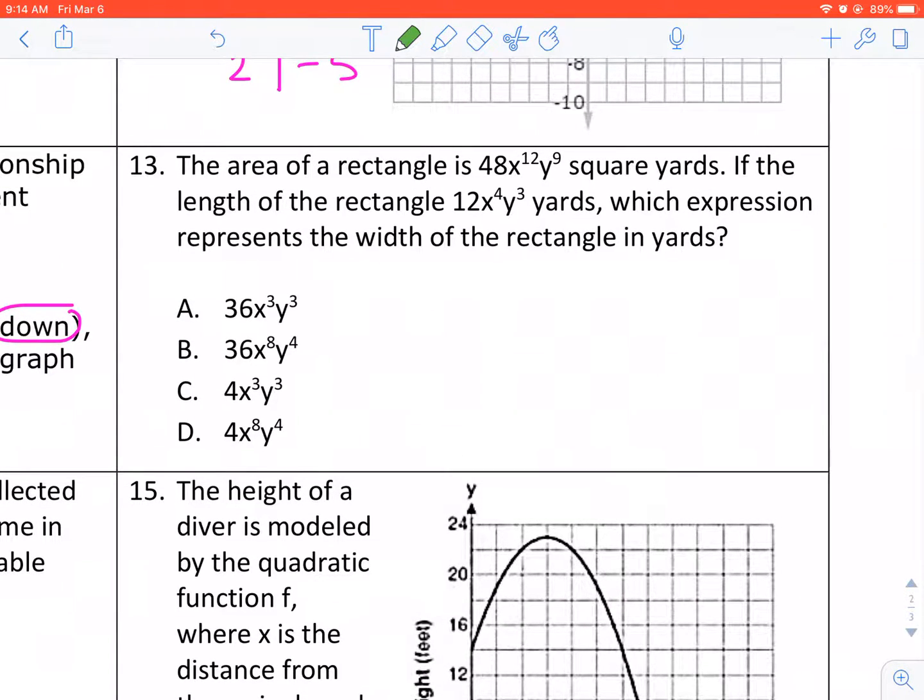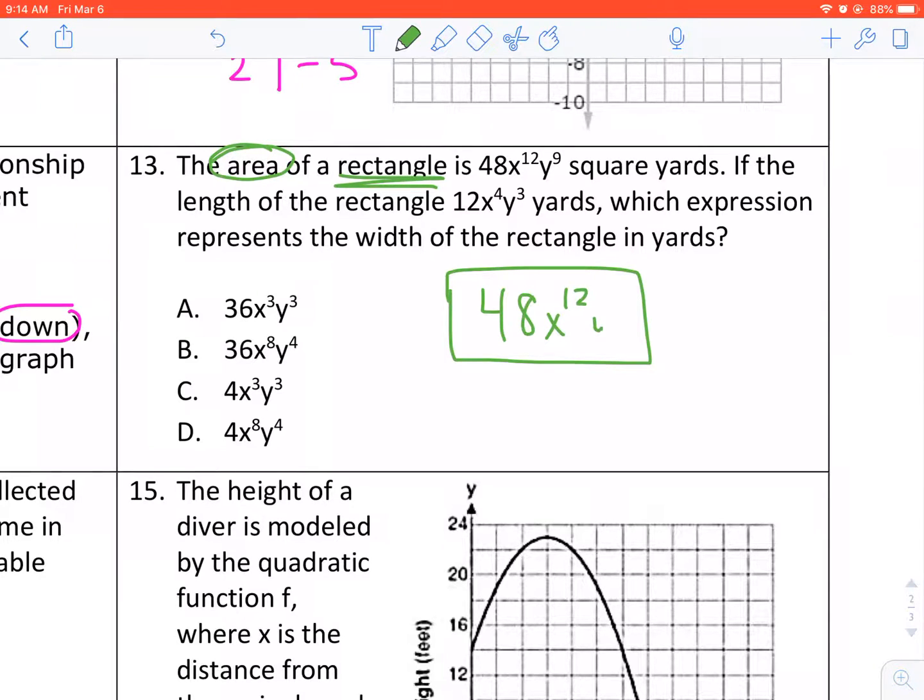Question number 13. The area of a rectangle is 48x to the 12th power, y to the 9th power, square yards. If the length of the rectangle is 12x to the 4th, y to the 3rd yards, which expression represents the width of the rectangle in yards? So again, to kind of figure out what's going on, you should draw yourself a picture.